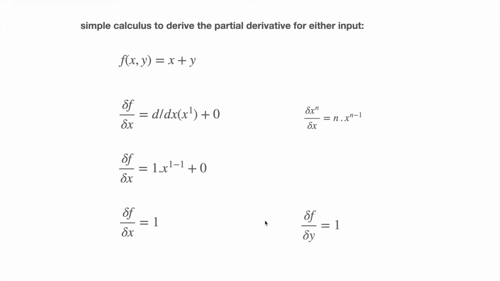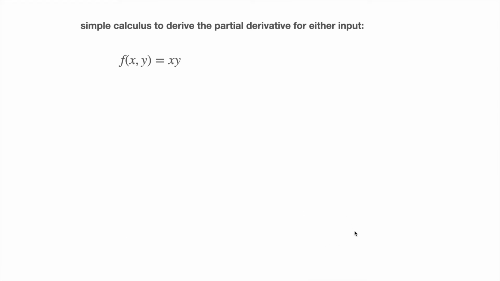And similarly, we can find the partial derivative of function with respect to y, and that will also be equal to 1. Let's take a different example where function takes x and y as input and then performs multiplication operation.